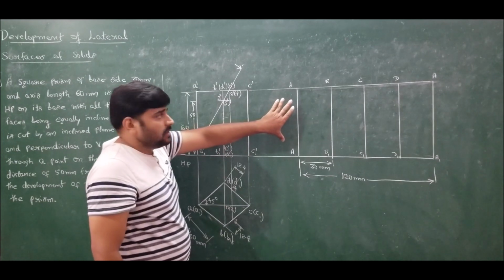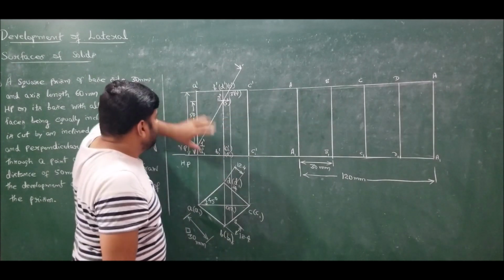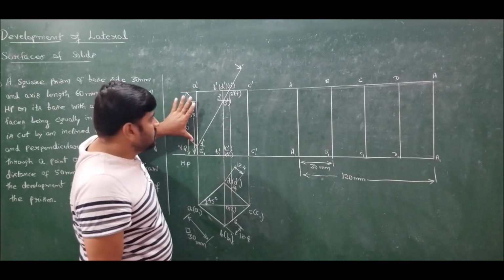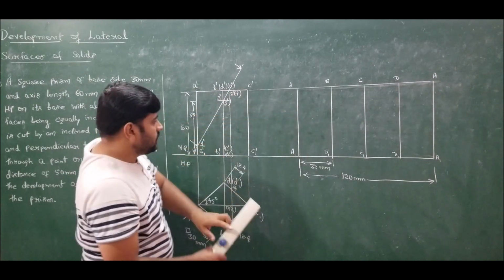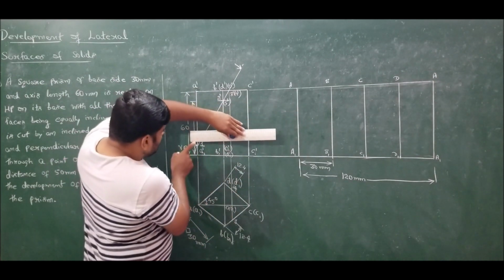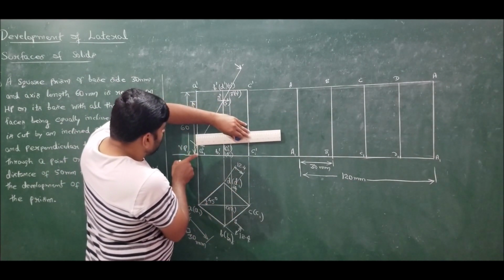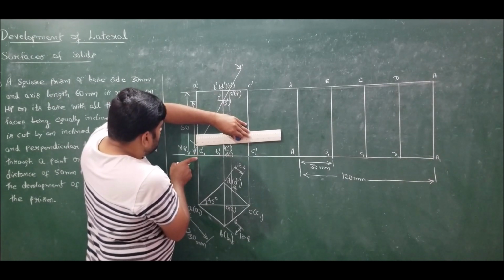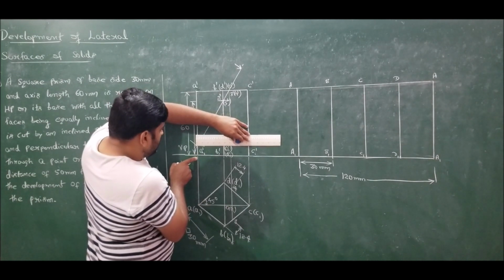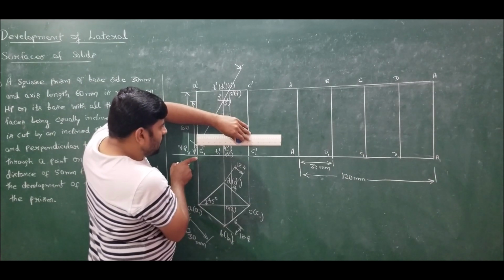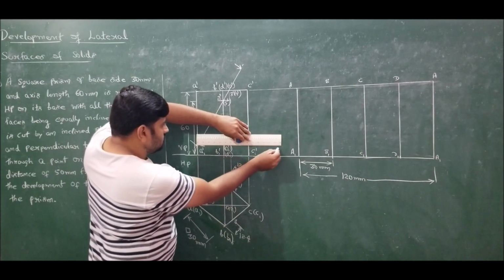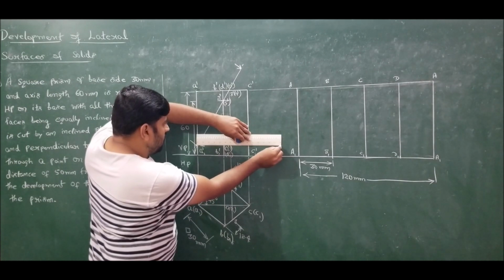Now it is done. For longer edges, as I said, if I have any points on the longer edges, just draw a parallel line and transfer. So if I want to transfer 1 dash for longer edge A, just draw the parallel line. Hence, this is called parallel line development.